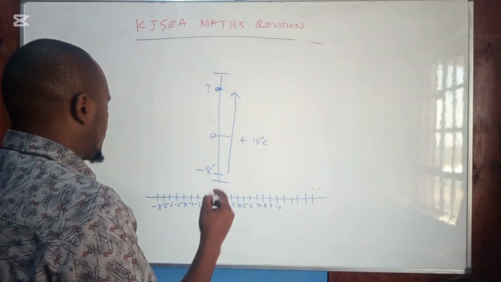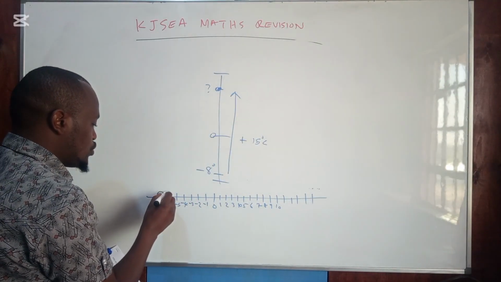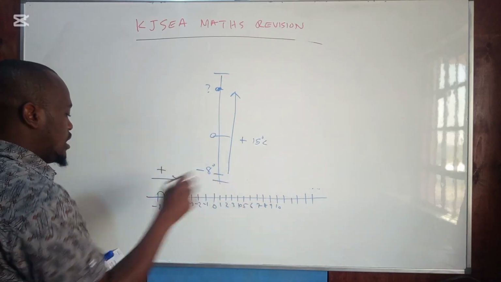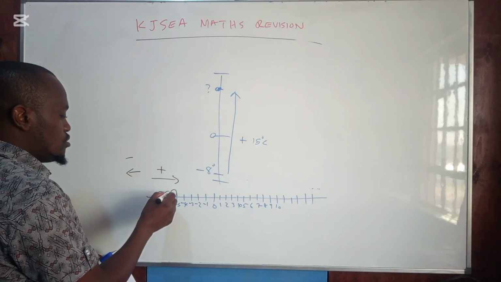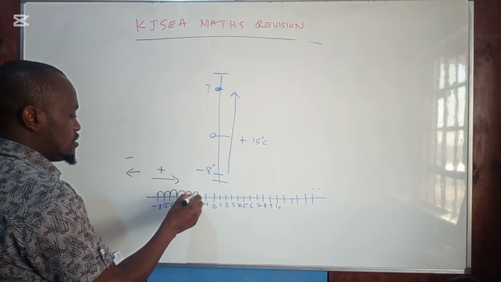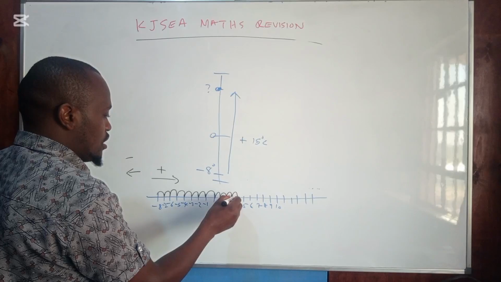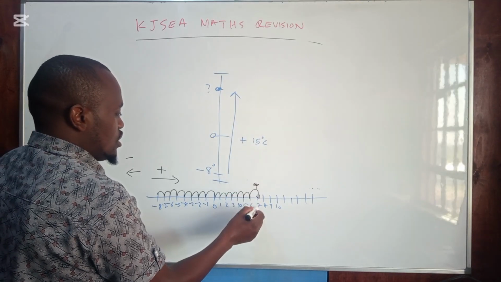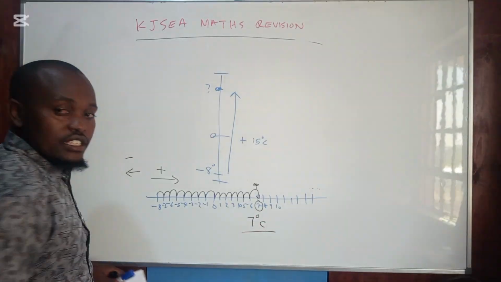So, if you are going to add 15, let us go 1, 2, 3. Remember, when you are adding, you go this way. When you are subtracting, you go the other way. So 1, 2, 3, 4, 5, 6, 7, 8, 9, 10, 11, 12, 13, 14, 15. So your answer is +7 degrees Celsius.